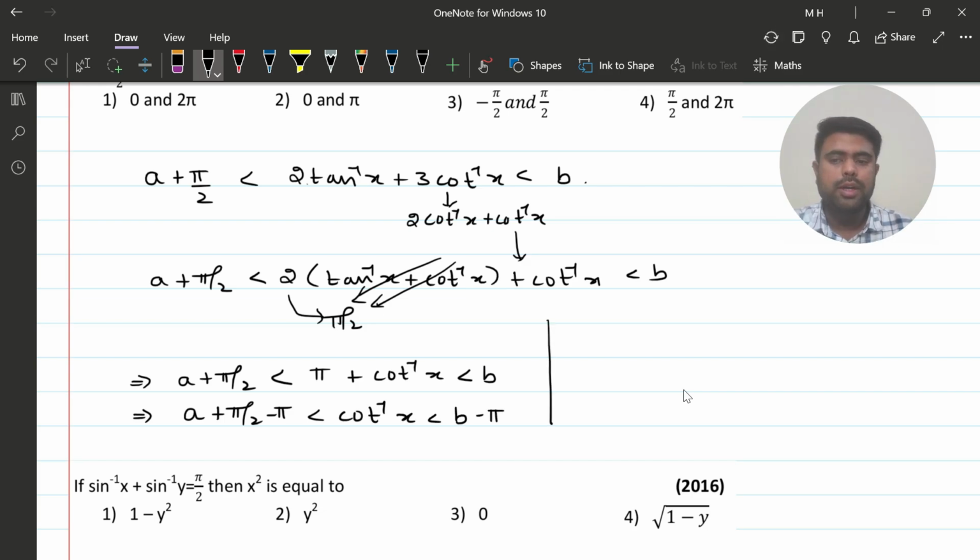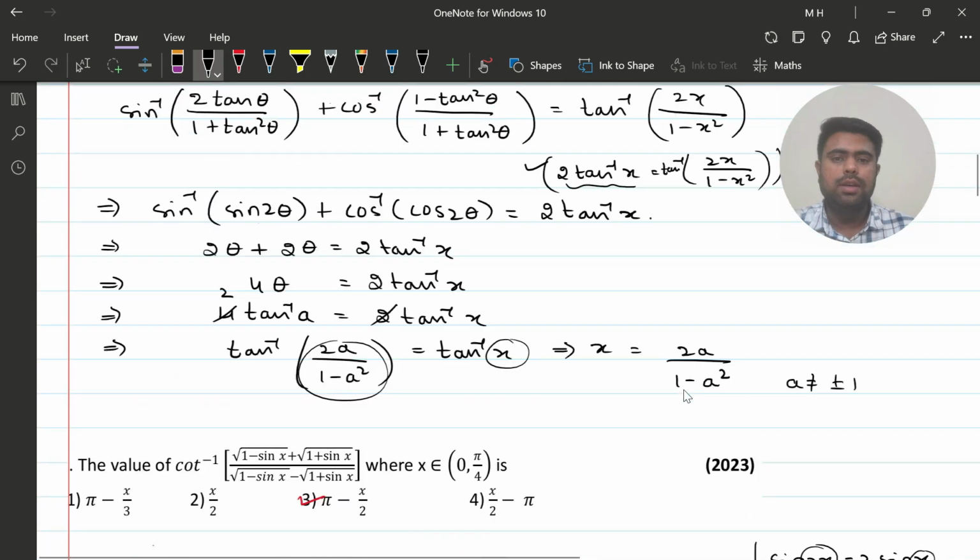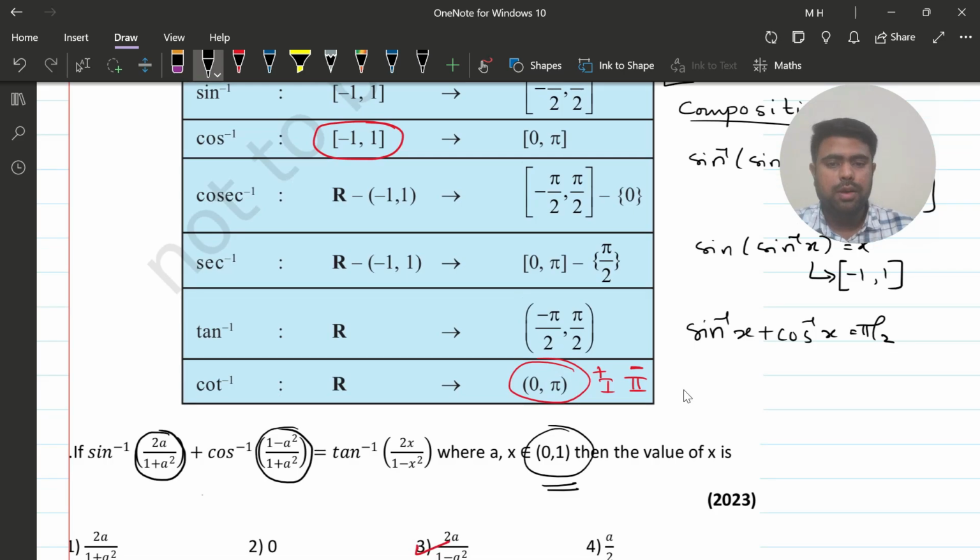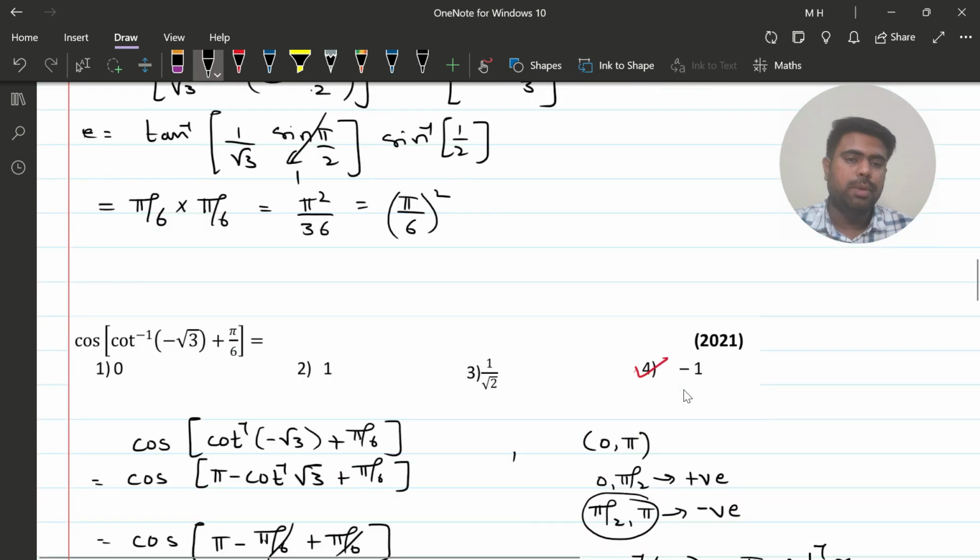So what I am going to get is pi by 2 minus pi is minus pi by 2, so a minus pi by 2 less than cot inverse x less than b minus pi. See, we know that cot inverse x, here you can see, is between 0 and pi, right? Cot inverse x is between 0 and pi.